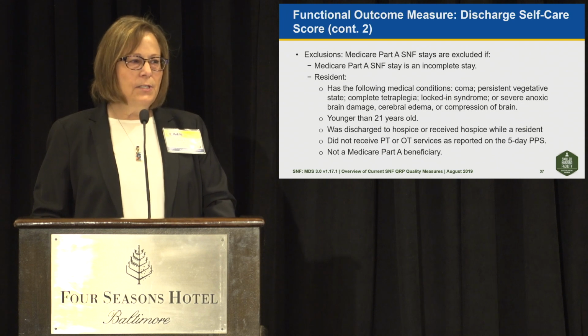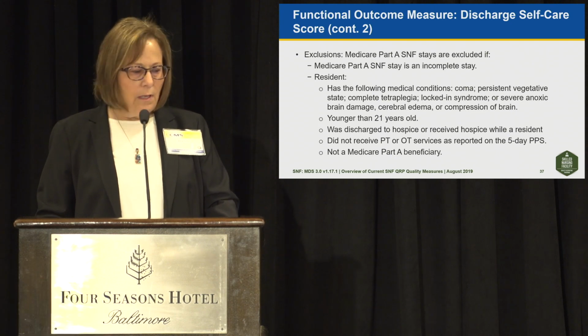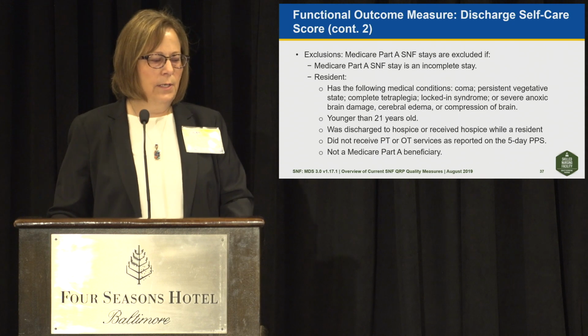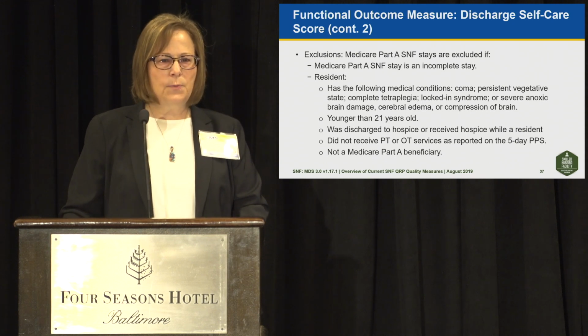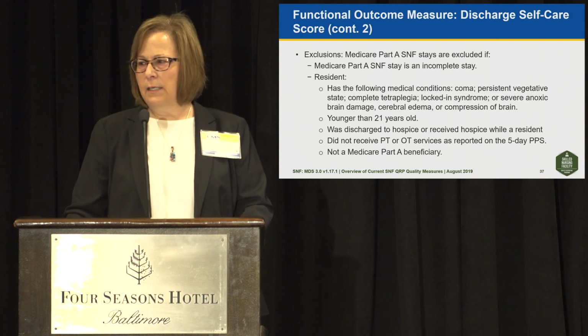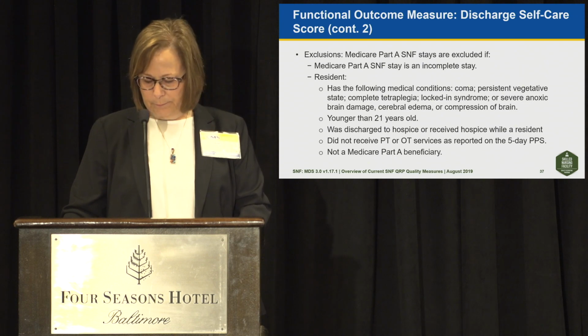The exclusions for the discharge self-care score are if the Medicare Part A SNF stay is an incomplete stay, if the resident has the medical conditions of coma, persistent vegetative state, complete tetraplegia, locked-in syndrome, severe anoxic brain damage, cerebral edema or compression of the brain, is younger than 21 years old, was discharged to hospice or hospice while a resident, did not receive PT or OT services as indicated on the PPS 5-day, or is not a Medicare Part A beneficiary.